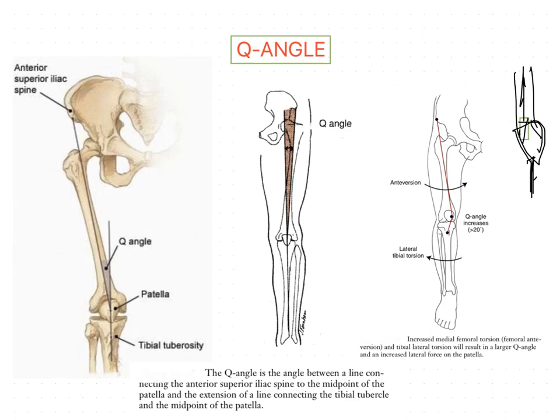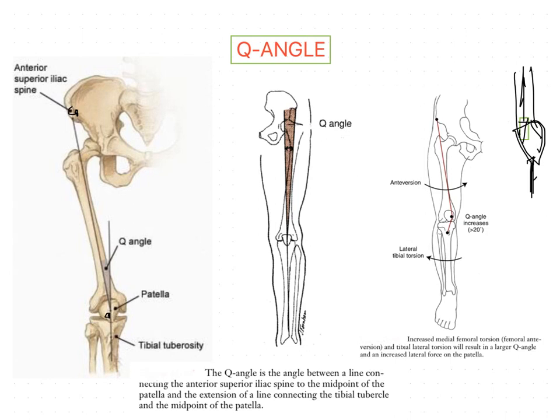The Q angle is the angle formed between a line connecting the anterior superior iliac spine to the midpoint of the patella, and a line connecting the tibial tubercle and the midpoint of the patella. So this is called the Q angle.